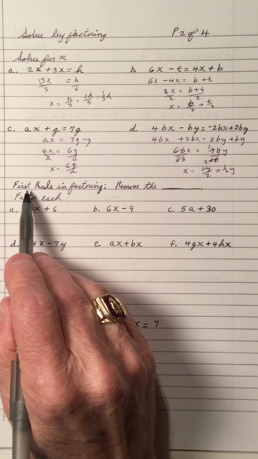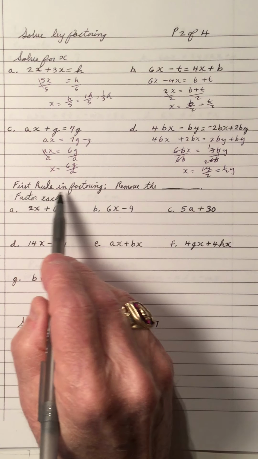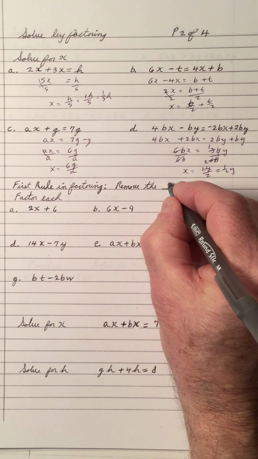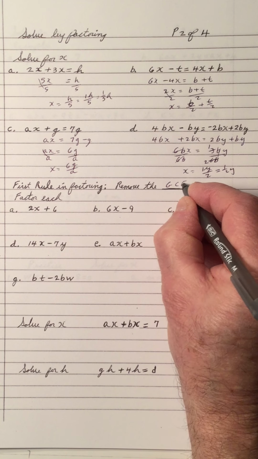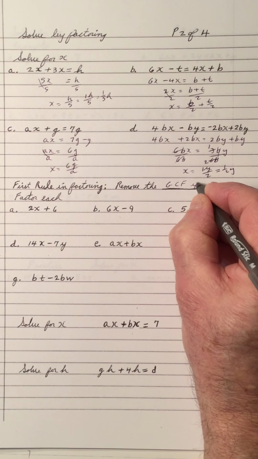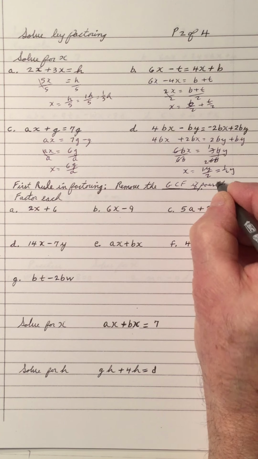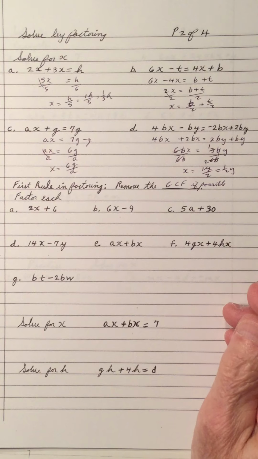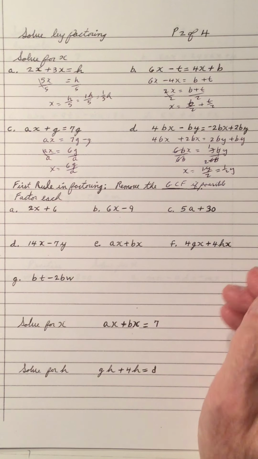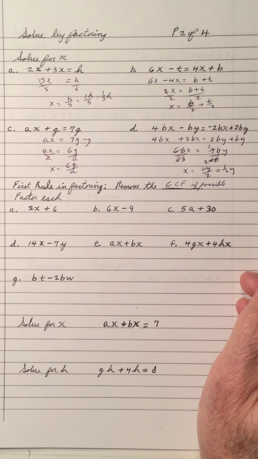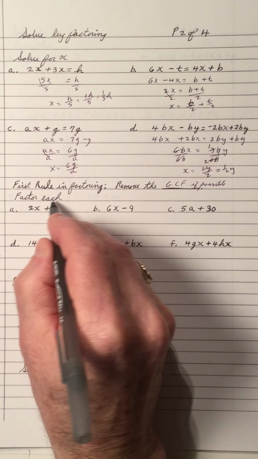So when we did factoring, we said the first rule in factoring is remove the GCF, and key is if possible. In other words, if there's a GCF in your binomial or your trinomial, then you should remove it first because it makes the factoring easy. Let's review that. Factor each.